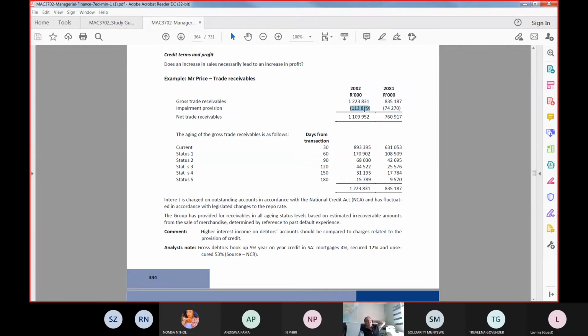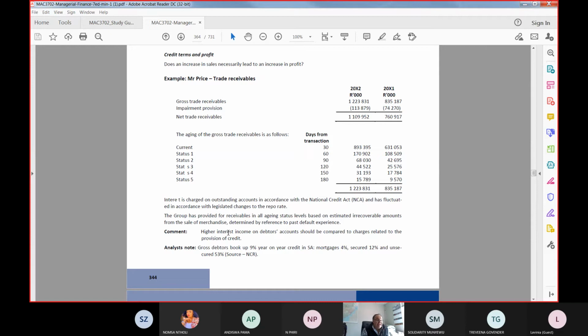And then you have the impairment, or the bad debt, or the provision for bad debt. Sometimes it's a percentage of that, or it can be actual. You have to pinpoint it. Now, the interest charged on outstanding accounts, according to the National Credit Act, fluctuates in accordance with legislative changes of the repo rate. The group has provided for receivables in all aging status levels based on estimated recoverable amounts from the sale of merchandise, determined by reference to past experience.